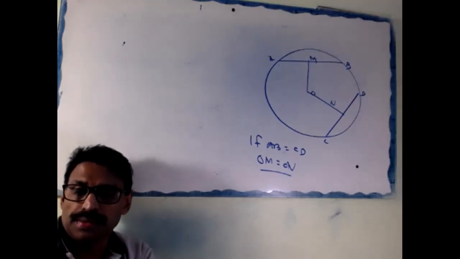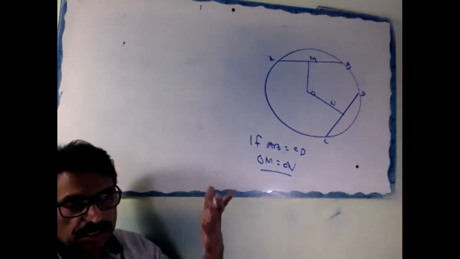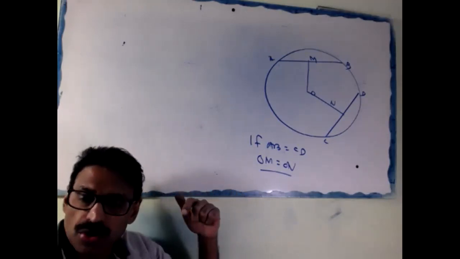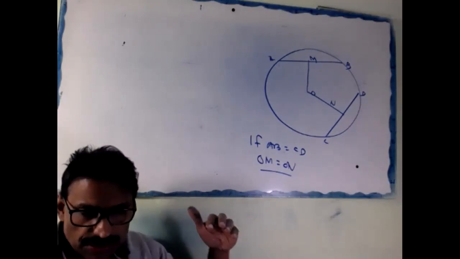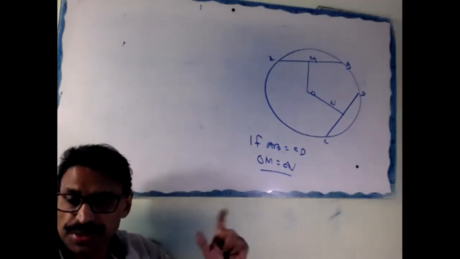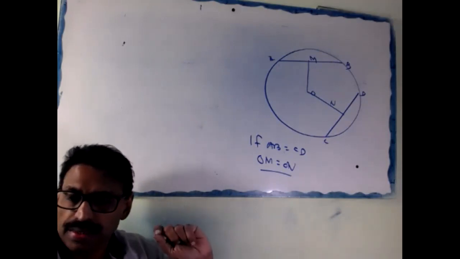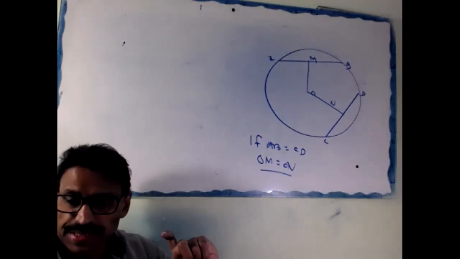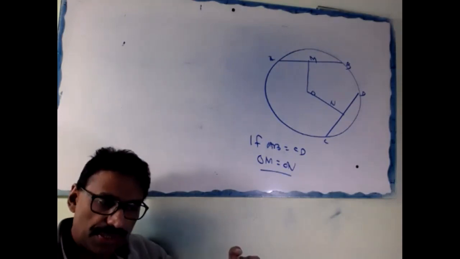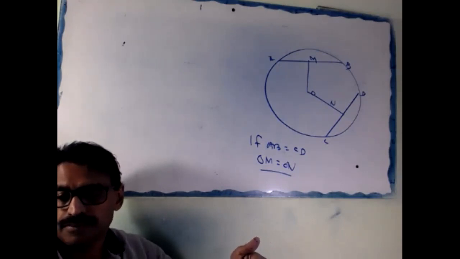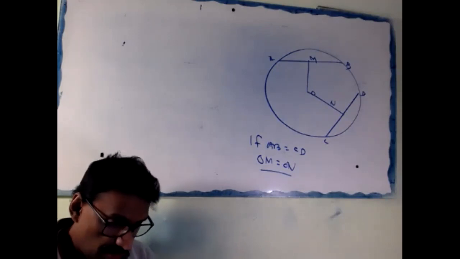What is the theorem? There is no named theorem. If two chords are equal in a circle, then the distance from the center is also equal. The converse is: if the distances are equal, the chords are also equal. Clear now? So next, write the question.